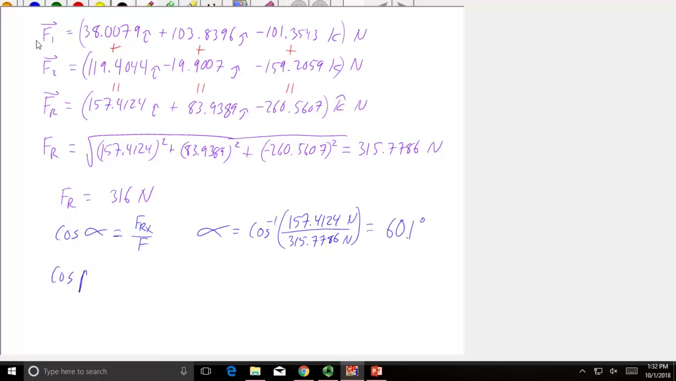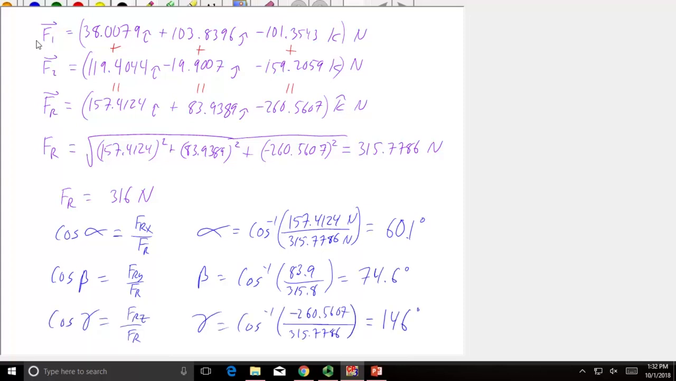60.1 degrees. Cosine of beta is FRY over FR. So beta equals inverse cosine of 83.9 over 315.8. And I end up with 74.6 degrees. Cosine of gamma. Okay, don't forget the negative sign on the last one. You need to include the negatives in order to get the right answer down here, because the z component is negative. And of course, on my work, I would box all of the answers.